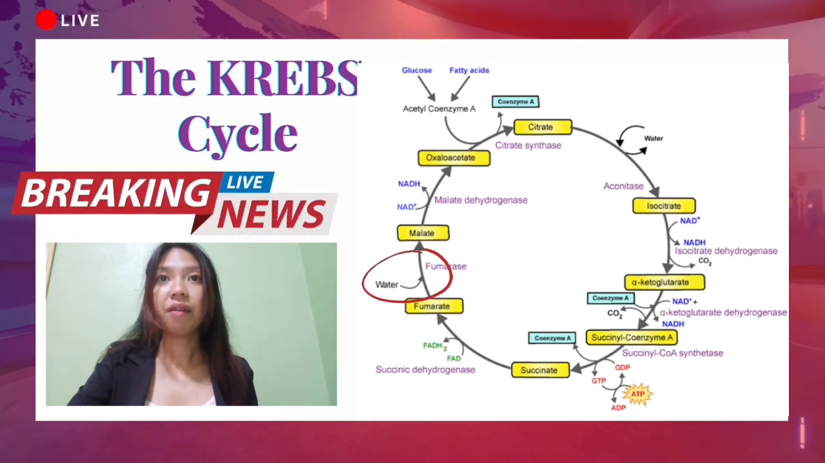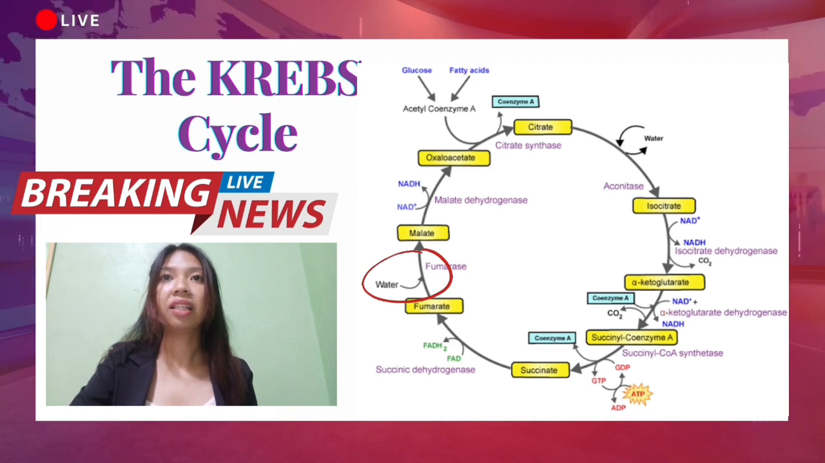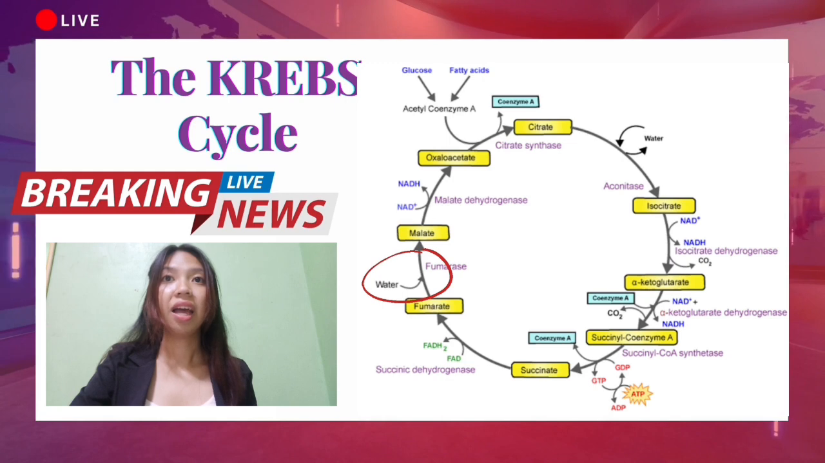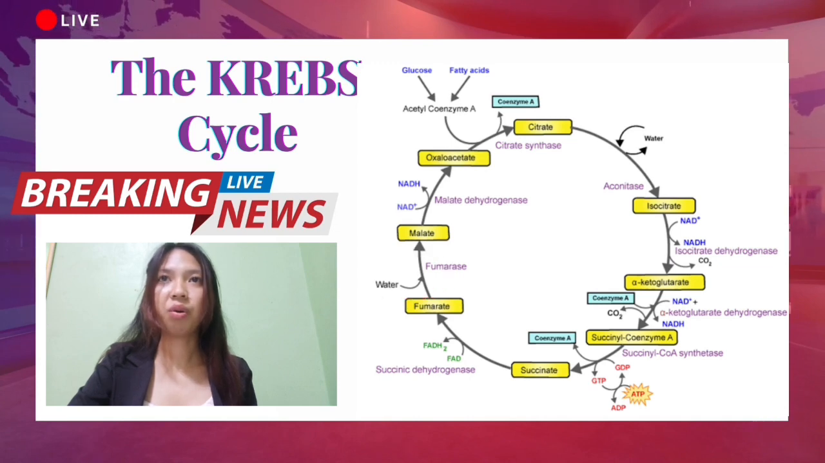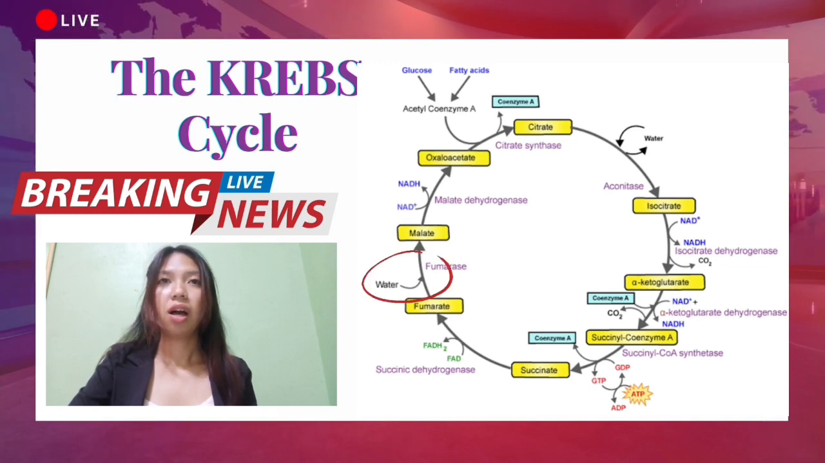And step 7, we have the fumarate to malate. It is catalyzed by the fumarase and then it becomes malate. And in this step, 1 water molecule is required. We can see here the arrow of the water as it requires a water molecule.